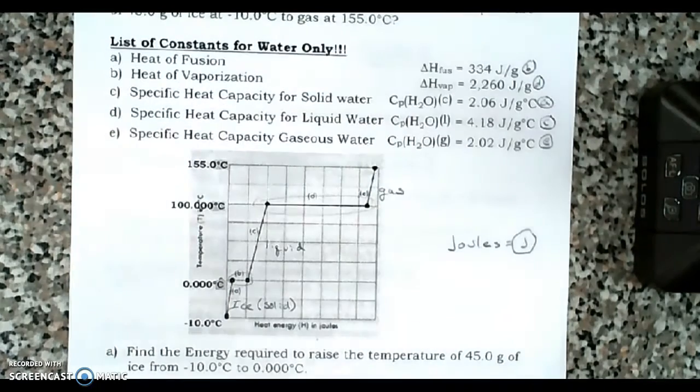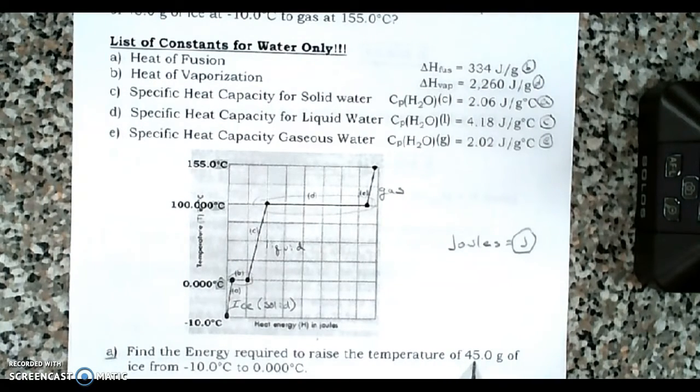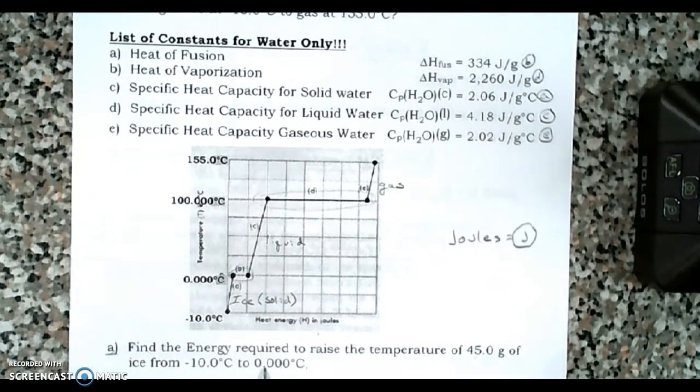So we're going to break it down by segment. Here's segment 1. It starts at negative 10 degrees and goes up to 0 degrees. If you do this one, this is where part A is. Part A is segment A. It says here, find the energy required to raise the temperature of 45 grams of ice from negative 10 degrees to 0 degrees. This is part A, from right here to here.